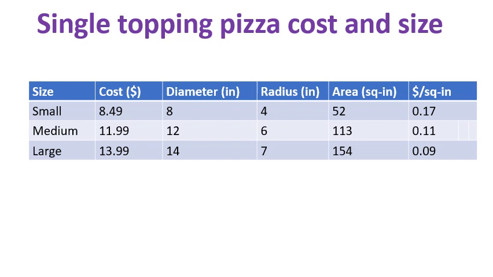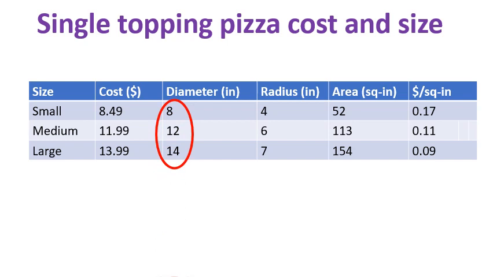And remember, area is pi r squared. So we can just calculate the area by multiplying the radius times itself, and then multiplying that times pi. And then we would get the area in square inches. And then we can calculate how much we need to pay per square inch on that pizza to consider whether or not we're getting a good deal.